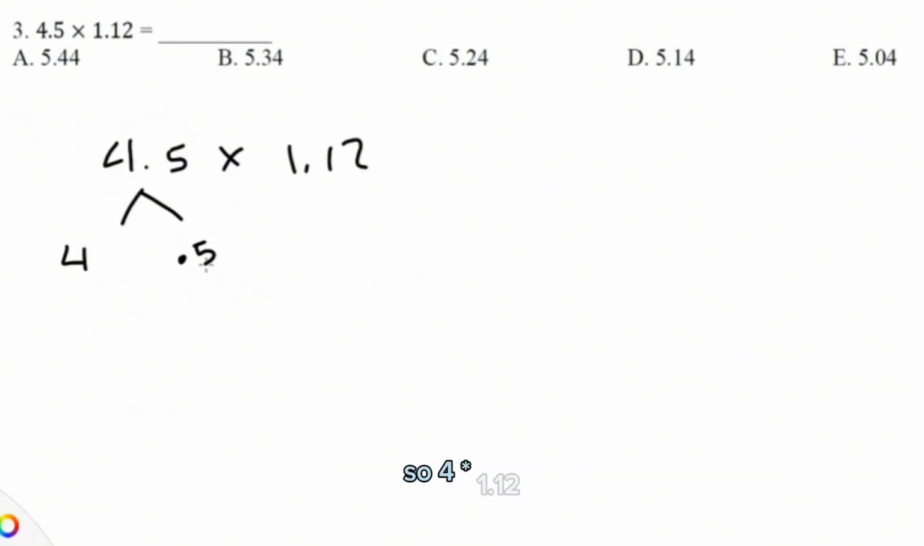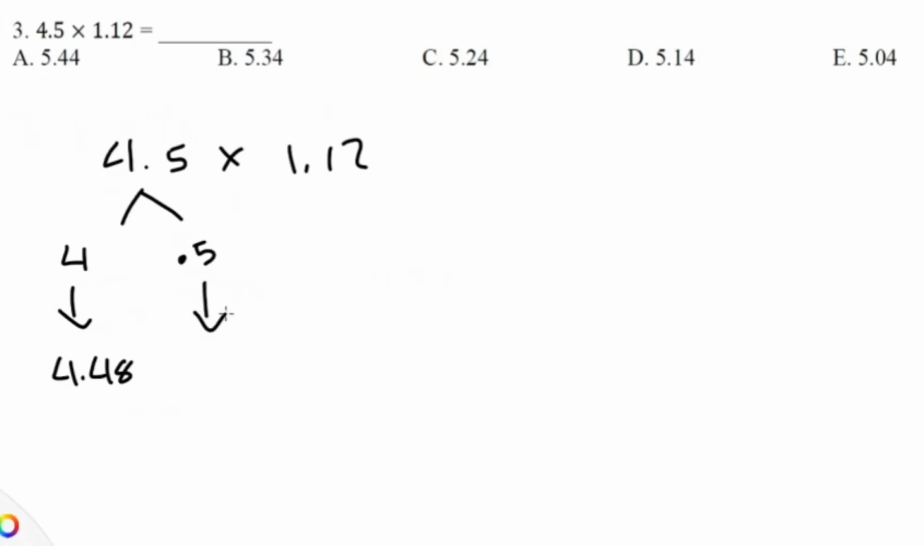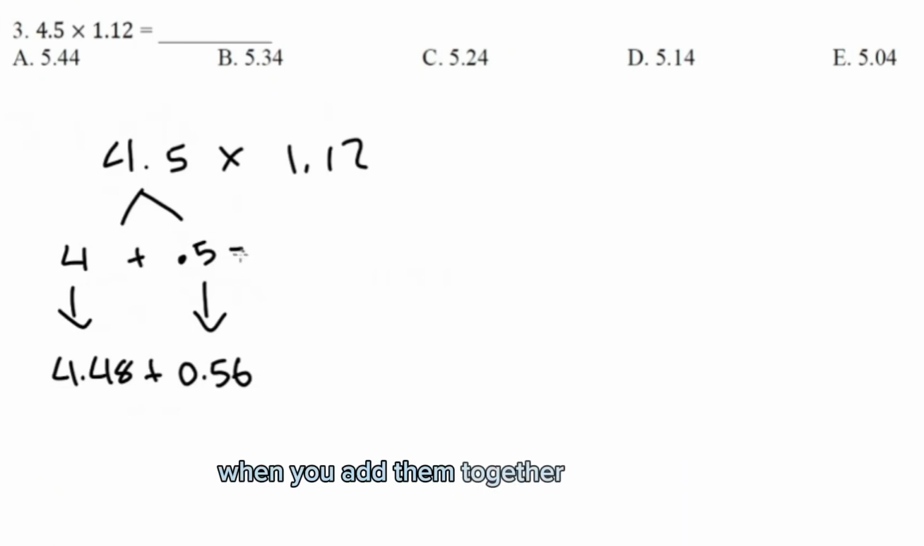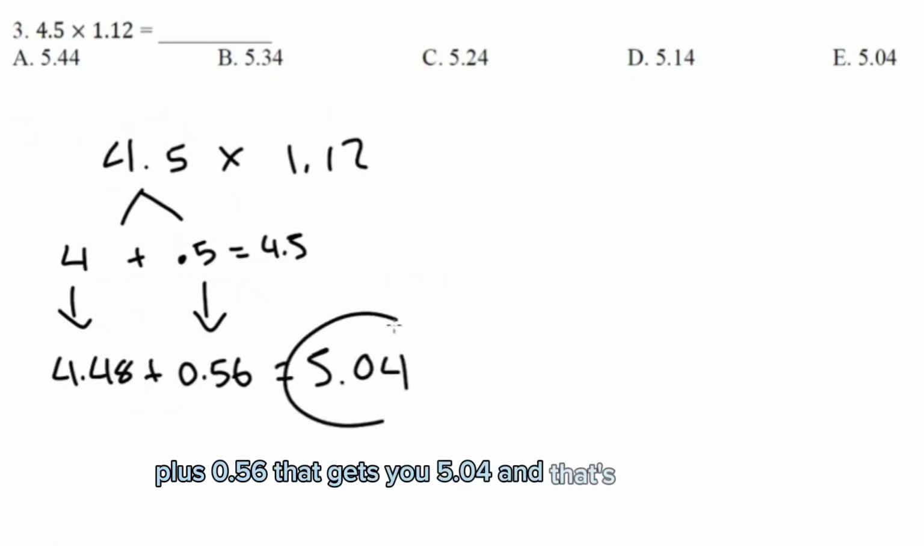So 4 times 1.12, that's just 4.48. And half, or 0.5, times 1.12 is just 0.56. Alright, now all we have to do is just add these together. Because when you have 4 and 0.5, when you add them together, you get 4.5. So when you multiply by 1.12, you have to add them together again. So 4.48 plus 0.56. That gets you 5.04, and that's your answer.